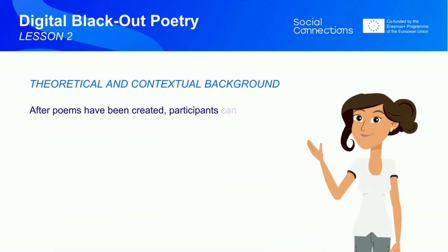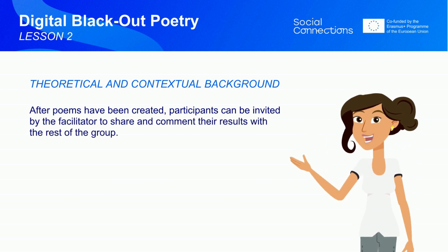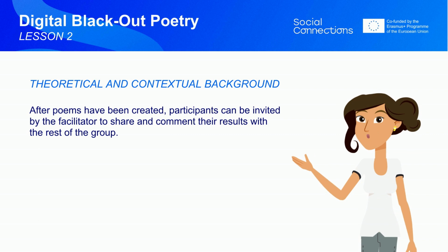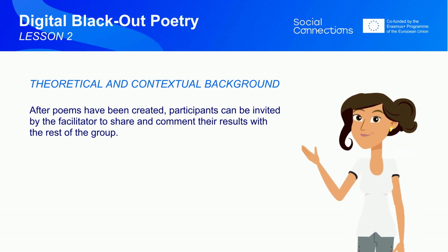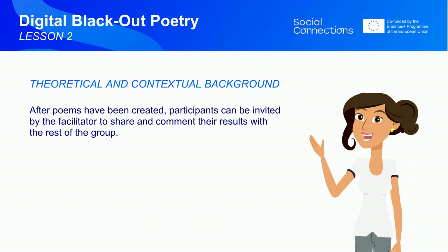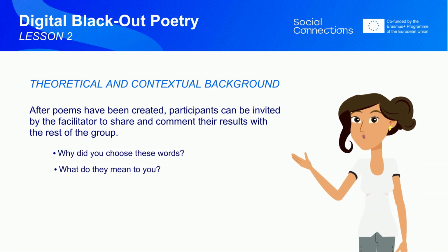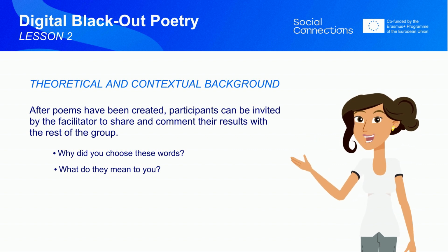After poems have been created, there can be a feedback session where participants can be invited by the facilitator to share and comment on the results with the rest of the group. Based on the purpose of the intervention, the facilitator can ask questions aimed at eliciting the creative process. For example, why did you choose these words? What do they mean to you? Or comment about the result.